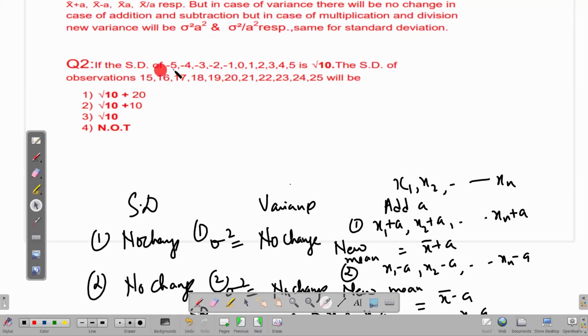So here is the application of this result. If the SD of -5, -4, -3, -2, -1, 0, 1, 2, 3, 4, 5 is root of 10, the SD of the observations 15, 16, 17, 18 till 25 will be. As you can see here, from this last term, if I add 20 to this, I get 25. If I add 20 to 4, I get 24. If I add 20 to this, then I get 23. Similarly, if I add 20 to -5, I get 15. That means in each term I am adding 20. So if I add the same constant throughout, there will be no change. So my SD, the third option, will remain root of 10.